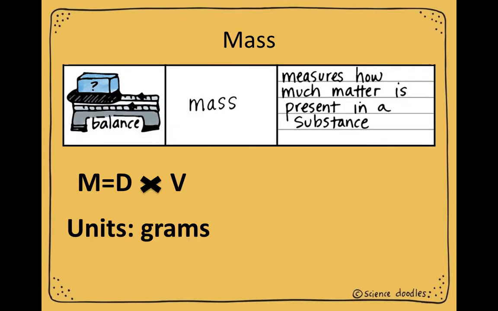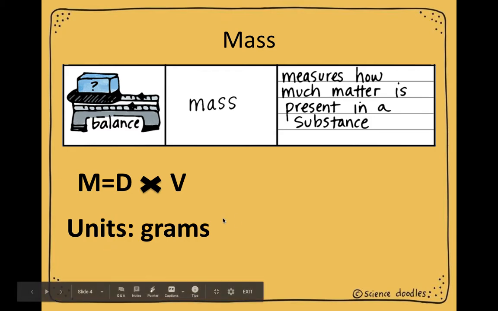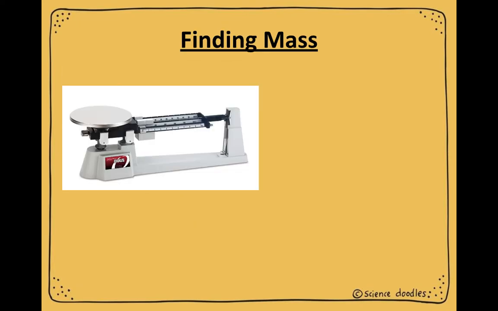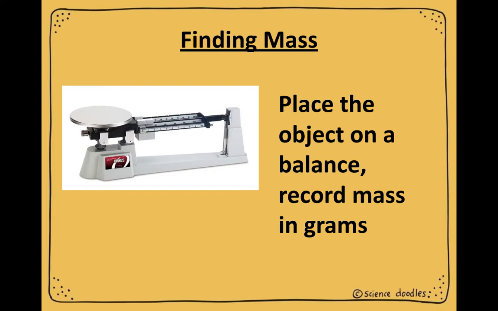So what is mass? Mass measures how much matter is present in a substance. We know the formula is mass equals D times V, and the unit is always grams. So anytime you see how many grams or what are the grams, or you see the unit of grams, you know it's referring to mass. When we find mass, you typically want to place the object on a balance and record the mass in grams. You can either use a triple beam balance or a digital balance, whatever your teacher has on hand.